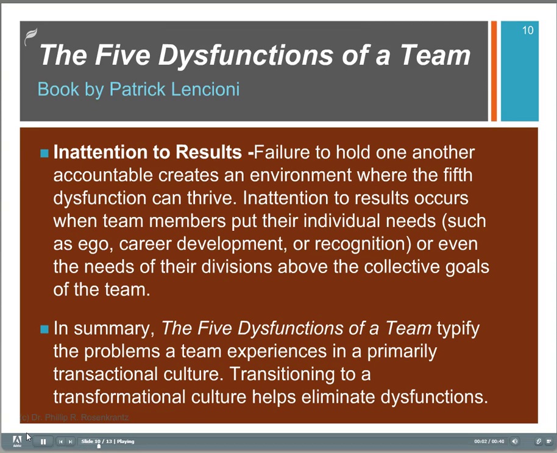And finally, that leads to the fifth dysfunction. If someone doesn't really care about being accountable, then they're really not that concerned about the results. Really what they're doing is regressing into their individual needs and whatever their goals are above the collective goals of the team. So in summary, the 5 dysfunctions typify the problems that a team can experience in a transactional culture. So transitioning to a transformational culture helps eliminate these dysfunctions to a certain degree.